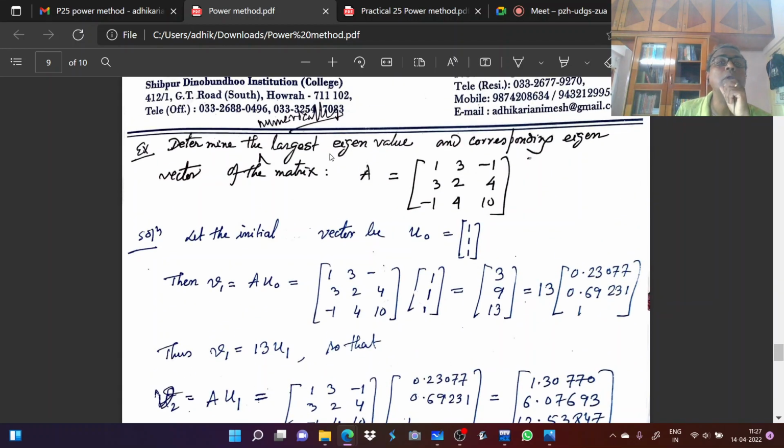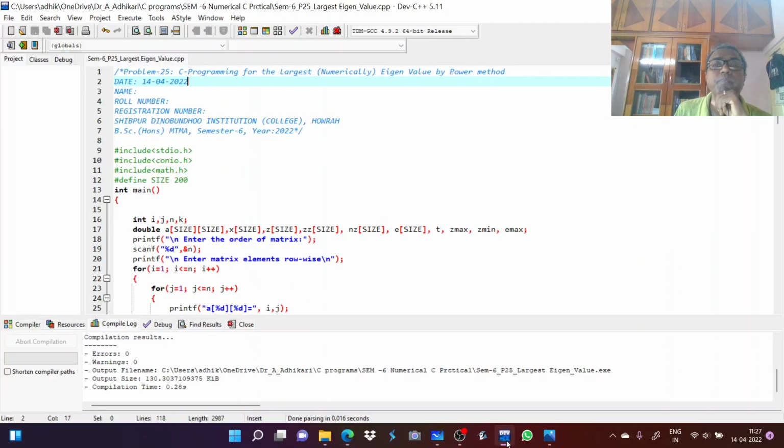Now we go to the practical example. Consider this C program for the numerically largest eigenvalue by the power method.